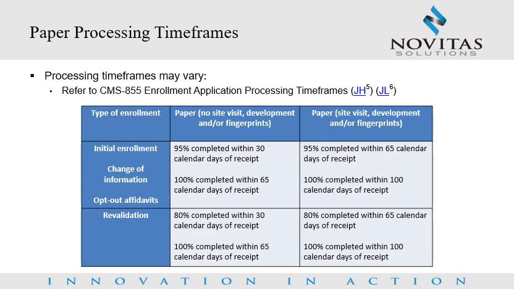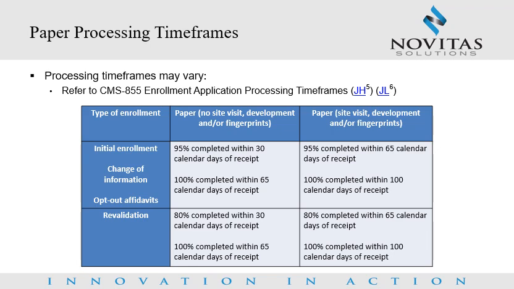For paper revalidation applications that do not require a site visit, development, and/or fingerprints, 80% are completed within 30 calendar days of receipt, and 100% are completed within 65 calendar days of receipt.